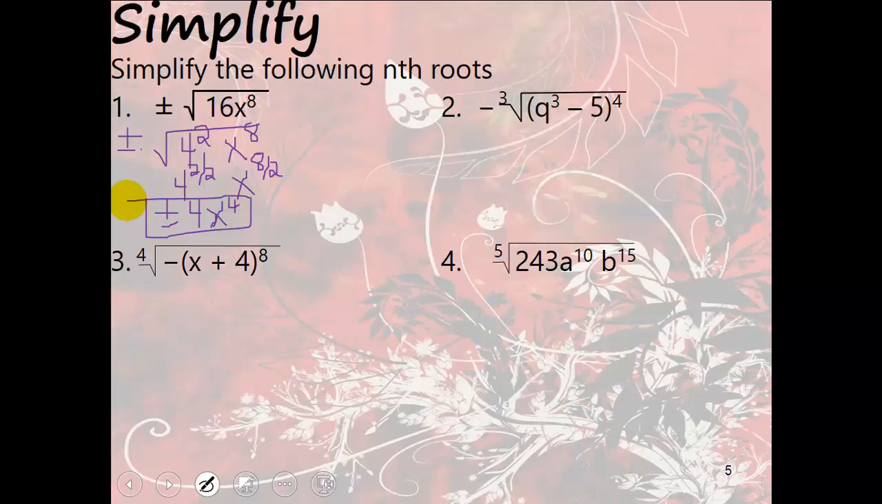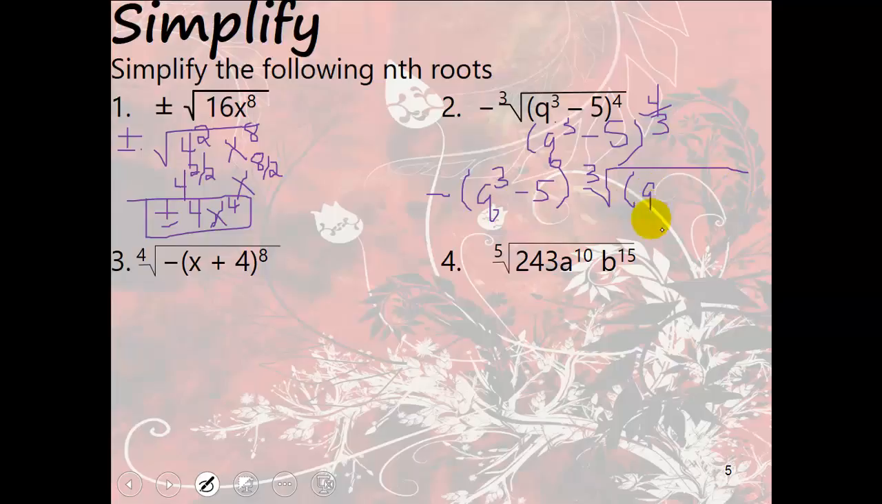Number 2, I'm going to take q cubed minus 5 to the 4 over 3. So how many groups of 3 do I get to pull out? 1. How many do I have left over? Well, if you divide 4 by 3, you get 1 with the remainder of 1. So that means that a q cubed minus 5 has to stay under the radical. Okay.